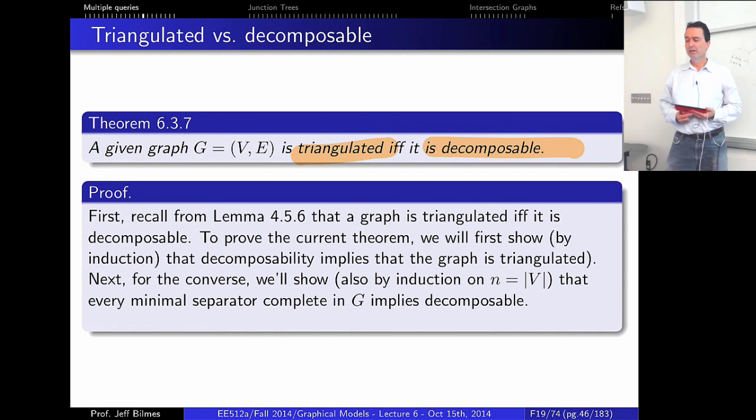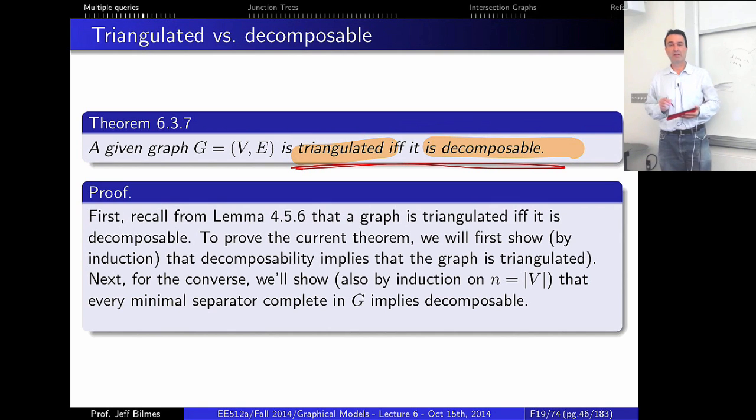We're back from break. So again, the theorem is stating that the class of decomposable graphs, which we just talked about, is the same class of graphs as the class of triangulated graphs. And so we're going to prove this. I think the proof is really nice. It's really cool.